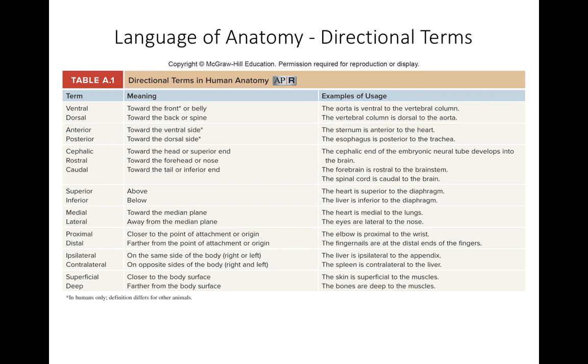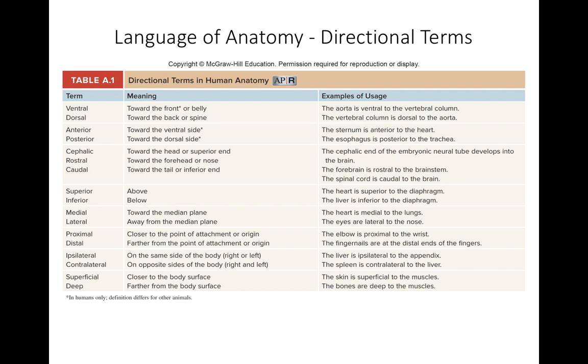Superior and inferior mean above and below. Medial and lateral. To picture these, you want to picture drawing a line right down the middle of your body, and anything that is close to that line will be medial, and anything that's farther away would be lateral.